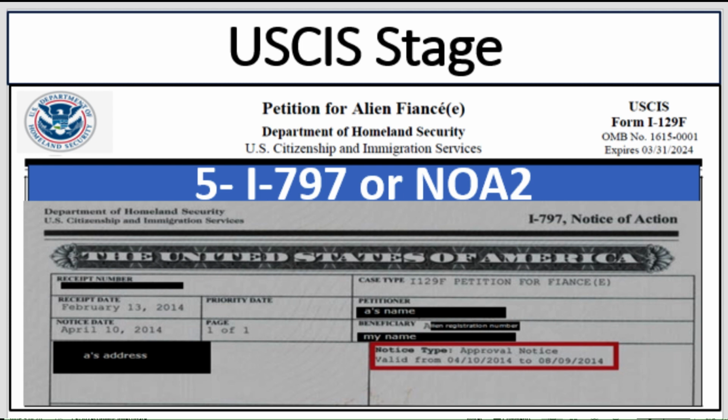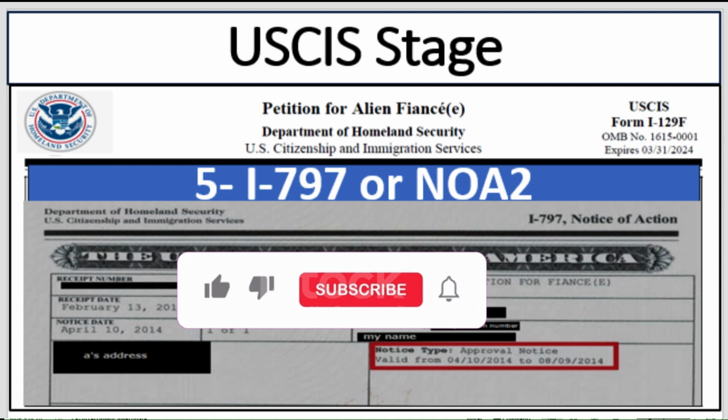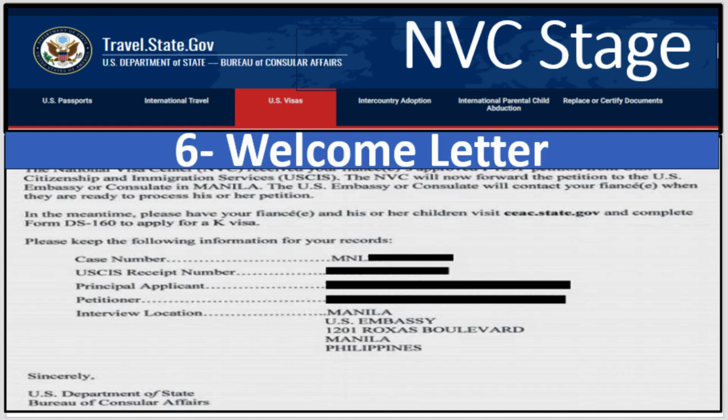As soon as they send you the I-797, they will send your petition to NVC. So let's now talk about the NVC stage. Once USCIS approves your petition and sends it to NVC, you are in the NVC stage. NVC will process your case, enter the data into the system from your petition, create your case number, and then send you a welcome letter.